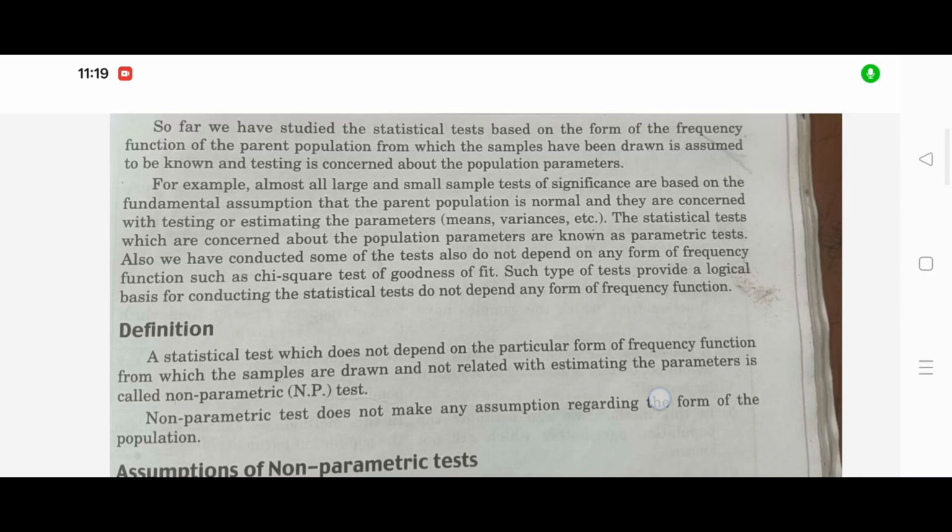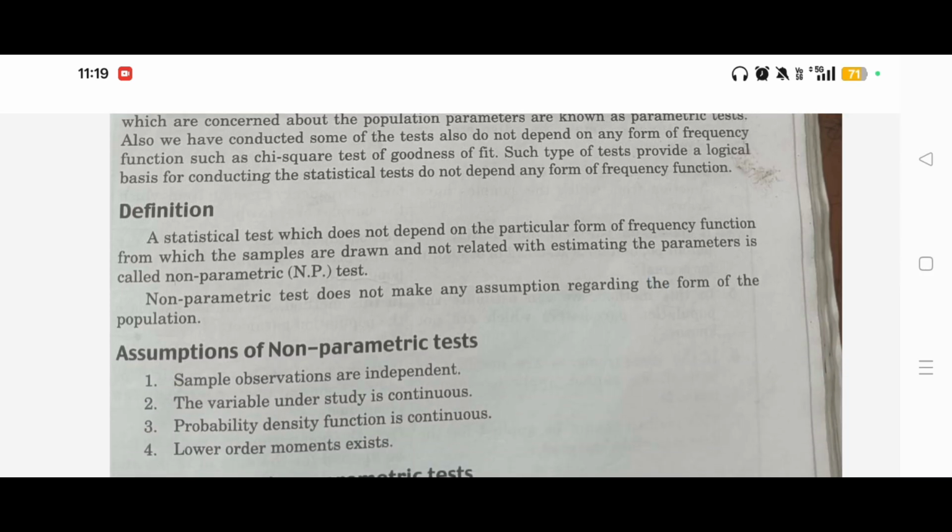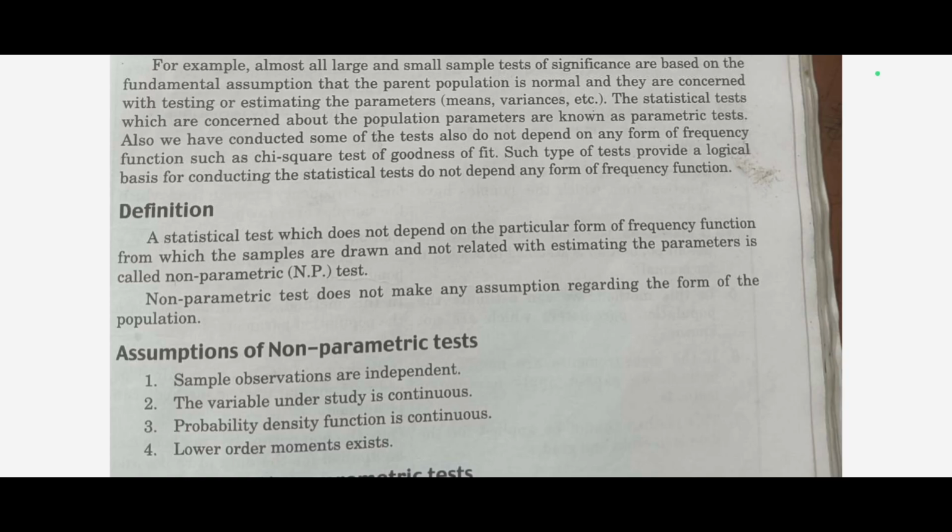Good day, statistics. In this class, we are going to discuss the non-parametric test. A statistical test which does not depend on the particular form of frequency function from which the samples are drawn, or is not related to estimating the parameters, is called a non-parametric test. A non-parametric test does not make any assumption regarding the form of the population.